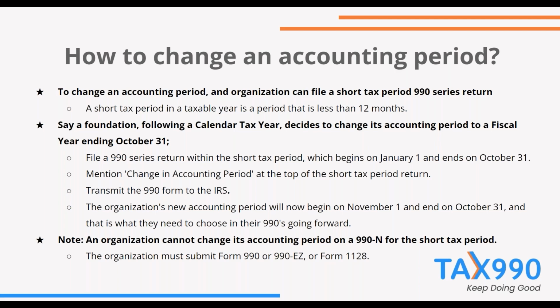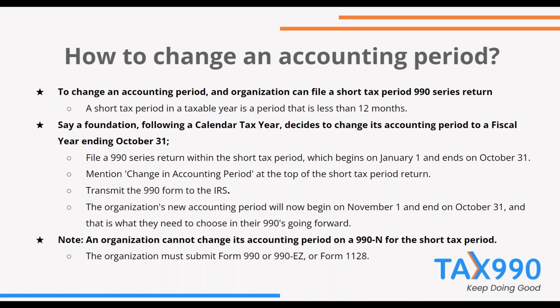Now the organization's new accounting period would begin November 1st and end October 31st, and that is what they would need to choose moving forward. An organization cannot change its accounting period on a 990N for the short tax period. You would have to submit a 990 EZ or Form 1128 if you need to change your accounting period.